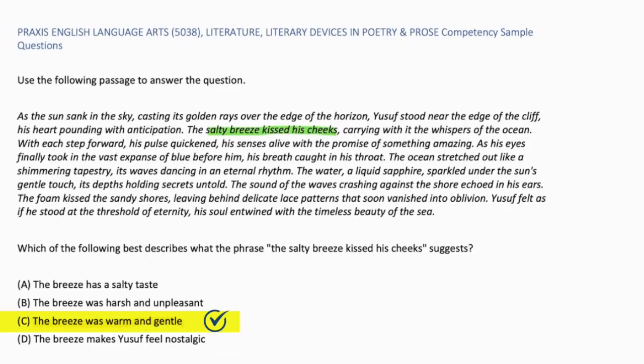The correct answer is C. This phrase uses personification, attributing human qualities to the breeze by describing it as salty and implying affection with "kissed." The sensation of a kiss is associated with warmth and tenderness, indicating that the breeze was pleasant.